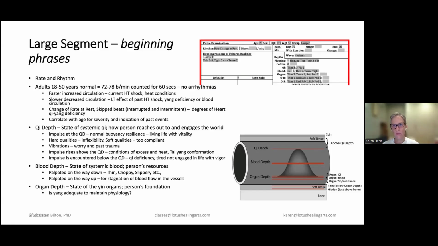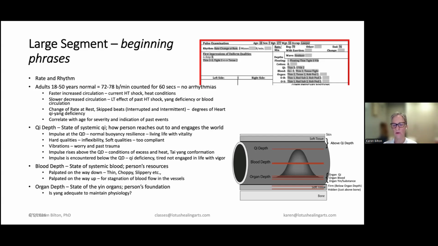With the large segment, the rate and rhythm is really important, and it gives us a lot of information about the heart and circulation. So as I said previously, like an adult, 18 to 50 years, the normal rate should be somewhere between 72 to 78 beats a minute without arrhythmias. Now, if you have a faster rate than this, then we know that there's increased circulation, that there's some processes happening that is causing the heart to beat faster than it should be.